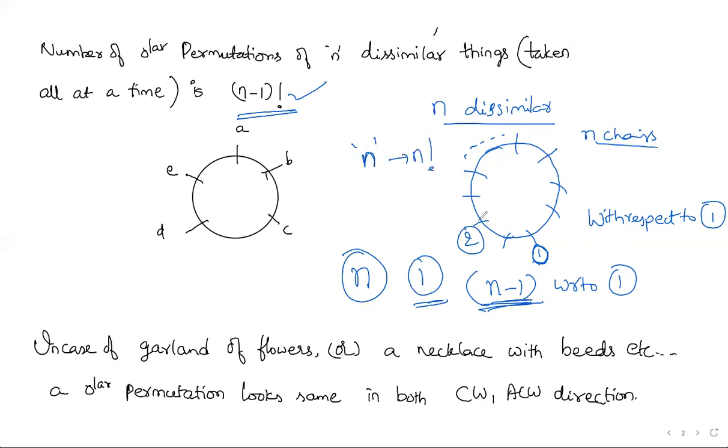But here, since there is no starting and ending point, there should be one reference point. So we have already placed one person here, and with respect to this reference point, we are placing all other people. So one element we will not consider. So n minus 1 elements only we will arrange. So that's how n minus 1 factorial came out.